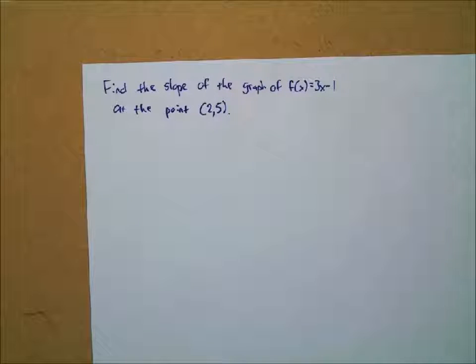Now, we already know the answer to this. What's the answer? 3. Why? Because it's a linear function, right? It's in slope-intercept form. We know the slope of the curve. It's a line. The slope of a line is constant over the whole line, so the slope is 3.